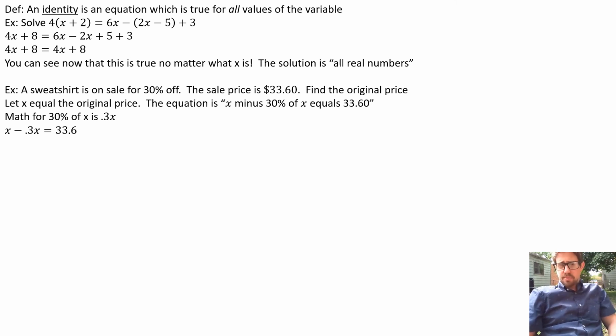Okay, so now it's just one of those problems like with decimals. X minus 0.3x is 0.7x, right? Because it's 1 minus 0.3.